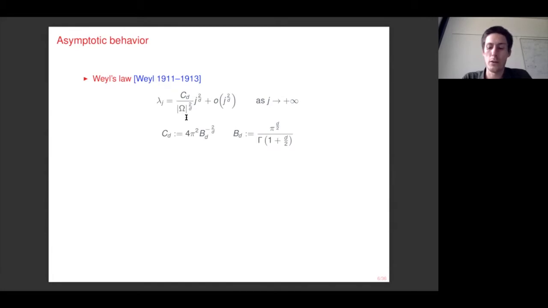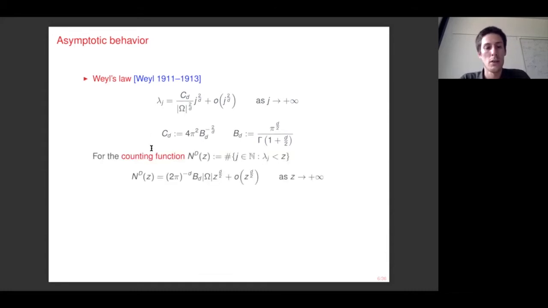And as is well known, the asymptotic behavior of the eigenvalues can be rephrased also in terms of another quantity, which is the counting function. I recall that the counting function is nothing else than the function which counts the number of eigenvalues below a real number z, as its name says. And so the Weyl law for the counting function can be equivalently restated in this way. So this is for what concerns the first term.